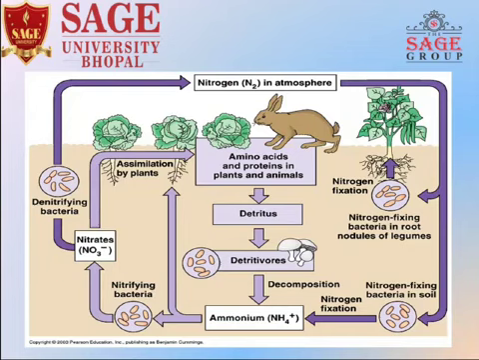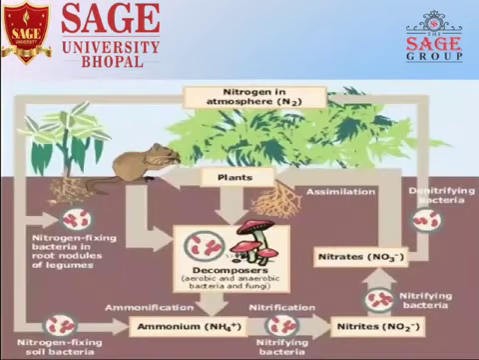This is the nitrogen cycle. Nitrogen is present in the atmosphere. Nitrogen-fixing bacteria in the root nodules of legumes use this nitrogen, and nitrogen-fixing bacteria in the soil convert it into ammonia. With the help of nitrifying bacteria, this ammonia is converted into nitrates, and with the help of denitrifying bacteria, these nitrates are finally converted into atmospheric nitrogen, which is released back into the atmosphere. So that's it for the nitrogen cycle.